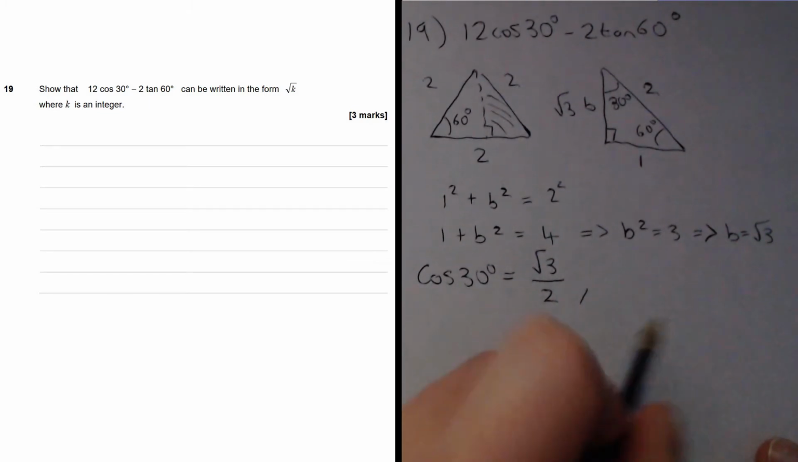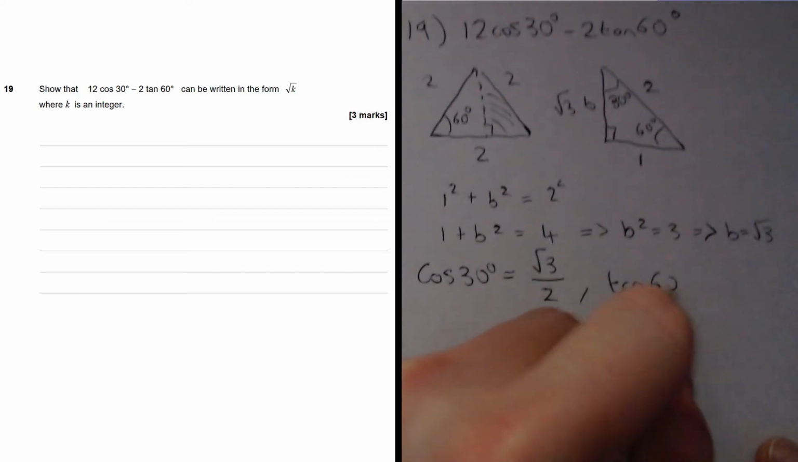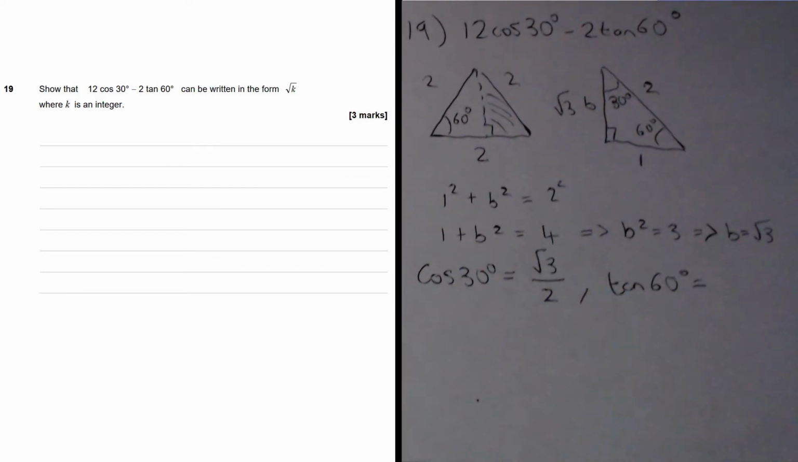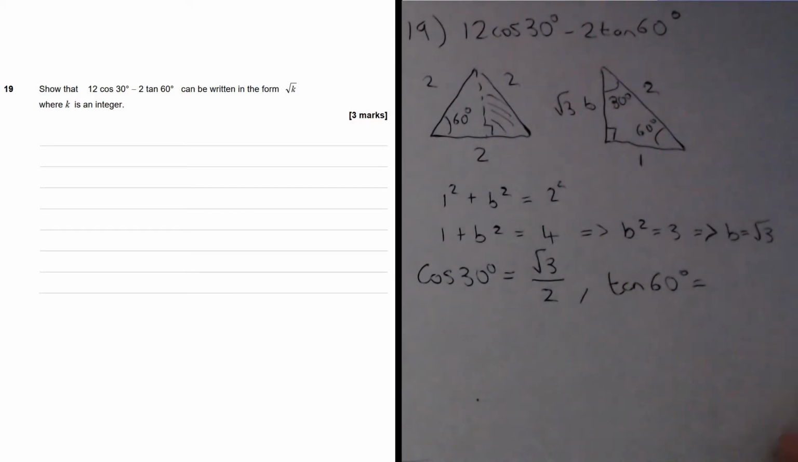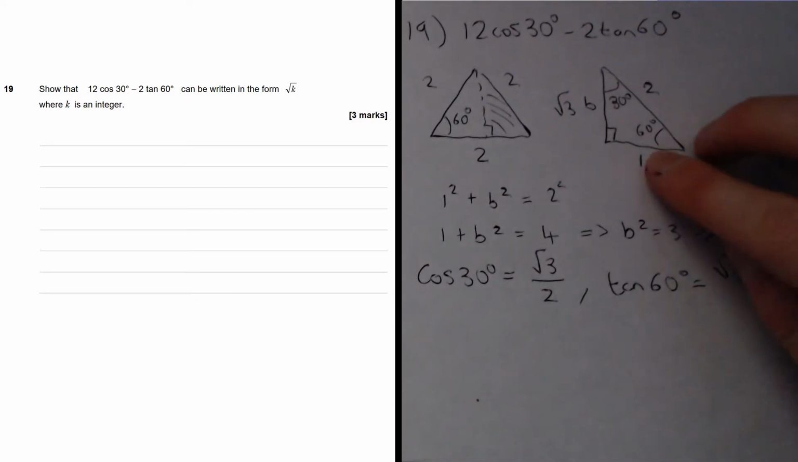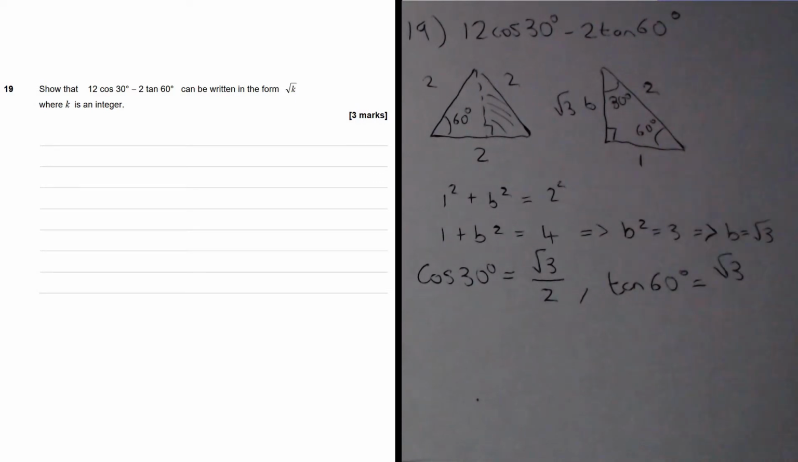Now what about tan 60? Well, tan 60, that's O over A, where 60 is now our angle. So O is root 3, divided by A, which is 1. So we get root 3 over 1, which is just root 3.